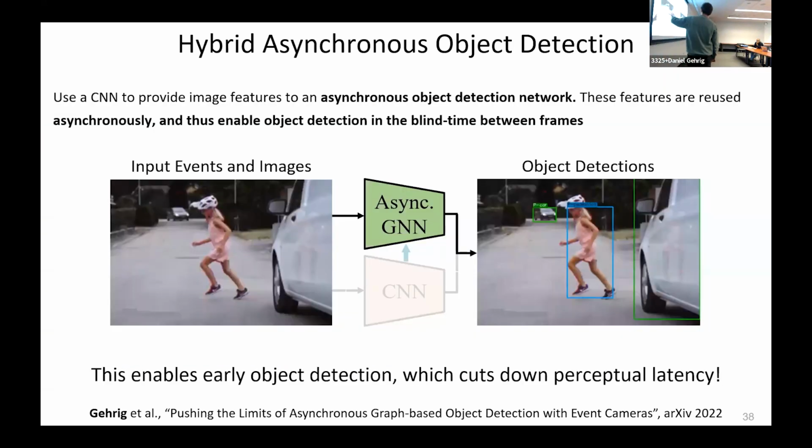The asynchronous graph neural network will then use events to propagate the detection forward in time. As we're gathering more events, we will see this object detection move in the way that the scene is moving. What this allows us to do is that we no longer have the limitation that you have to wait for the next frame to see what is happening. You can use the events to already get a pretty good idea before the next frame arrives.